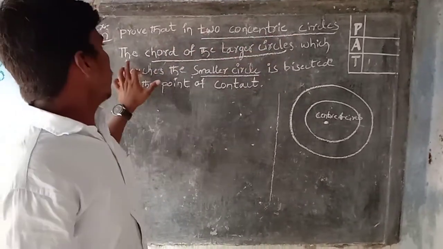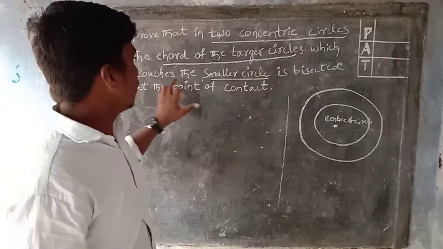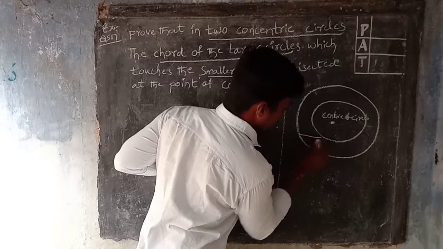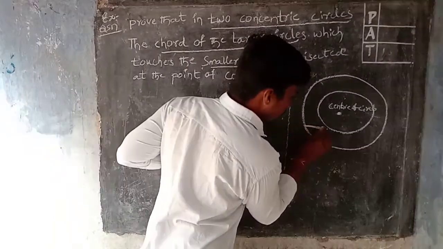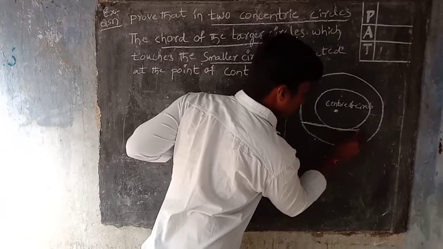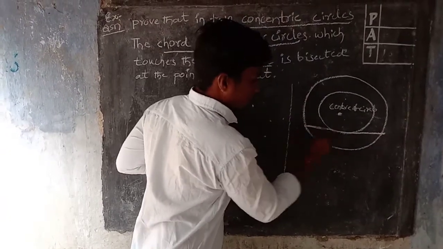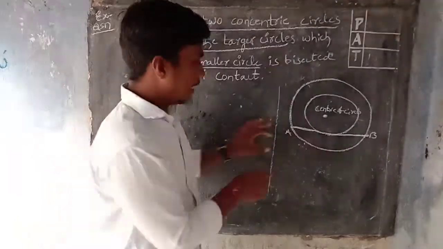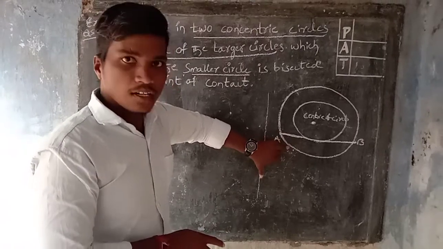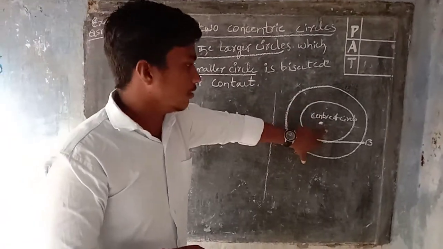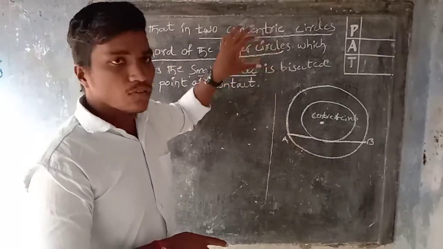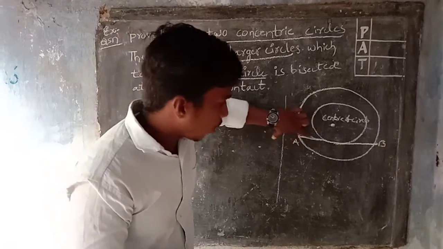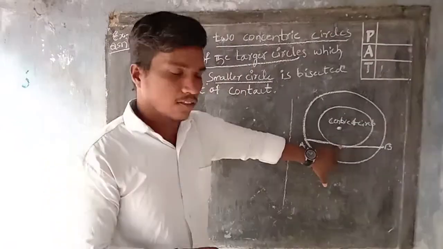First of all, in two concentric circles, the chord of the larger circle touches the smaller circle. So the chord of the larger circle, this is the larger circle, right? So the chord of the larger circle touches the smaller circle. This is at point A and this is at point B. Clearly observe once again. This is a larger circle and this is a smaller circle. In this question, the chord of the larger circle touches the smaller circle.